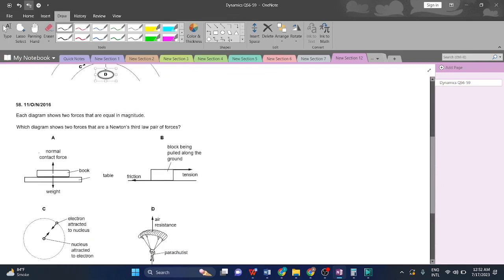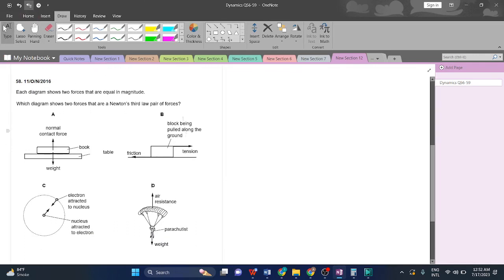Question 58. Each diagram shows two forces that are equal in magnitude. Which diagram shows two forces that are a Newton's third law pair of forces? न्यूटन्स थर्ड लॉ होने के लिए क्या दो चीजें जरूरी होती हैं कि every action must have an equal and opposite reaction and they must have the same magnitude. ये बताया हुआ है कि सेम मैग्नीट्यूड है, हमने ये देखना है कि इक्वल एंड ऑपोजिट रिएक्शन किस में है, and we can only see that in C.